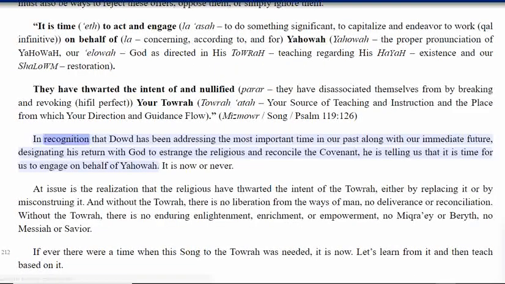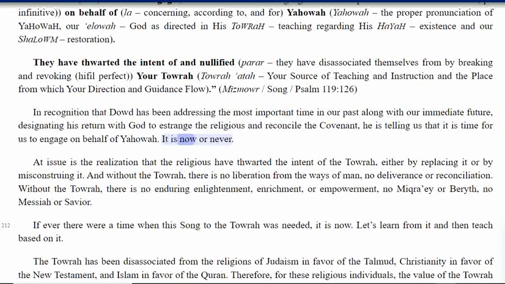119:126. In recognition that Dowd has been addressing the most important time in our past along with our immediate future, designating his return with God to estrange the religious and reconcile the covenant, he is telling us that it is time for us to engage on behalf of Yahowah. It is now or never.